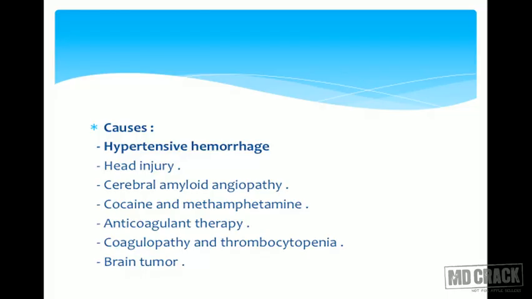As I told you, regarding the causes of IC bleed, the commonest is hypertensive hemorrhage. It may be because of head injury, cerebral amyloid angiopathy. It may be because of drugs like cocaine or amphetamine, or anticoagulant therapy.